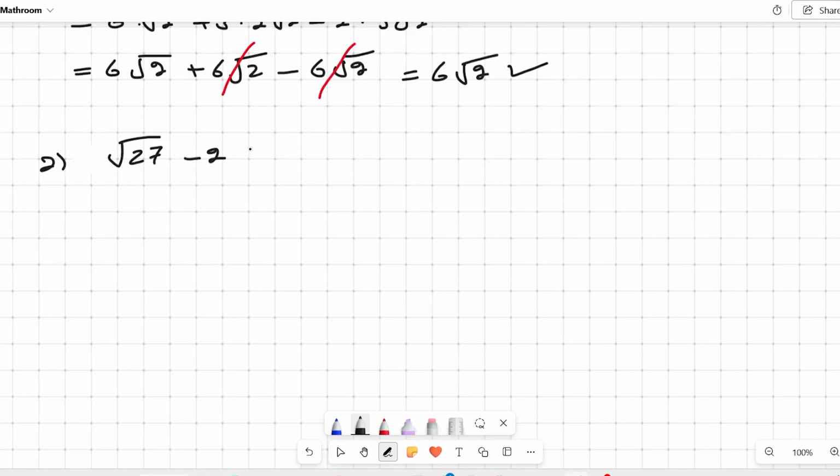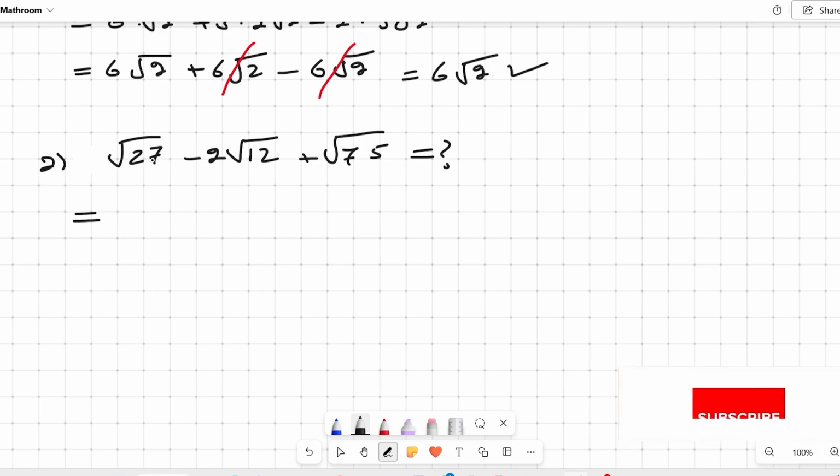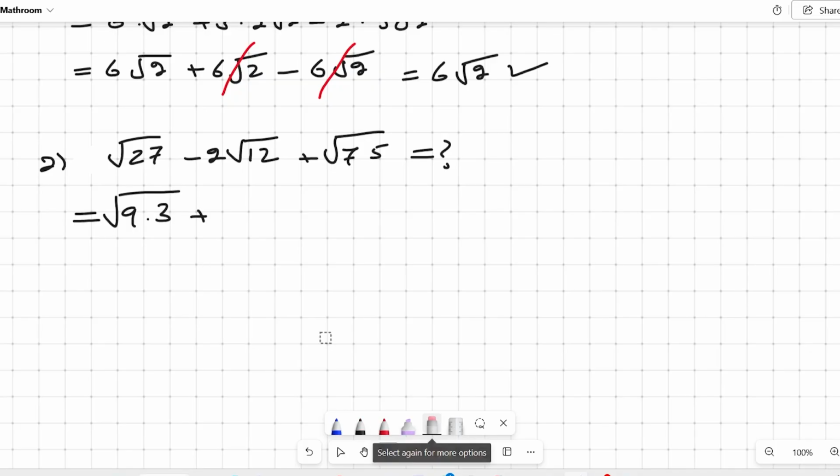Question 2: the square root of 27 minus 2 times the square root of 12 plus the square root of 75. What can be the final value for that? It's so easy. Square root of 27. So which two numbers can I multiply to get 27, where one of those two must have a whole square root? So it means that is 9 times 3, the square root of 9 times 3.